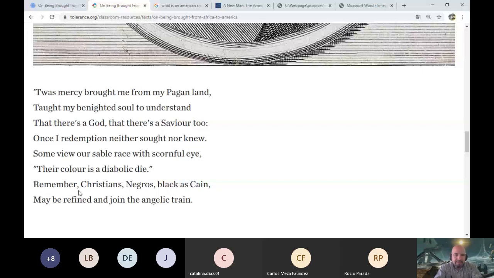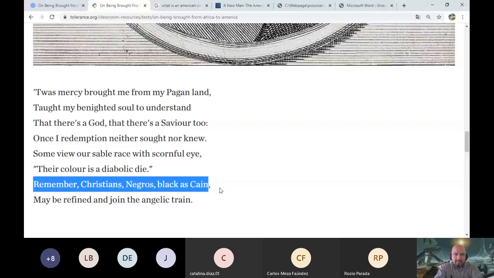But the final message is what a classmate of yours said. The final message is everyone can be saved. I think it was Rocio. Everyone has the opportunity to be saved, to go to heaven.